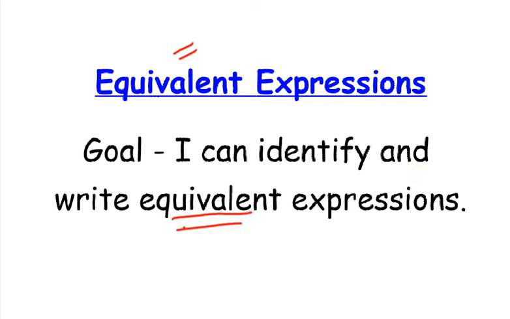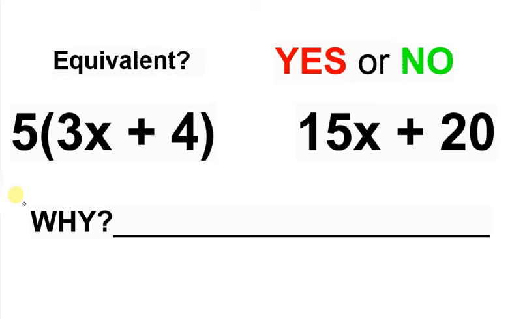So we're going to go ahead and get started. Okay, so here we have 5(3x + 4), and we have 15x + 20. My question to you is, simplify them as much as you can, and then, are they equivalent, yes or no, and why? So I'm going to show you how to do that.